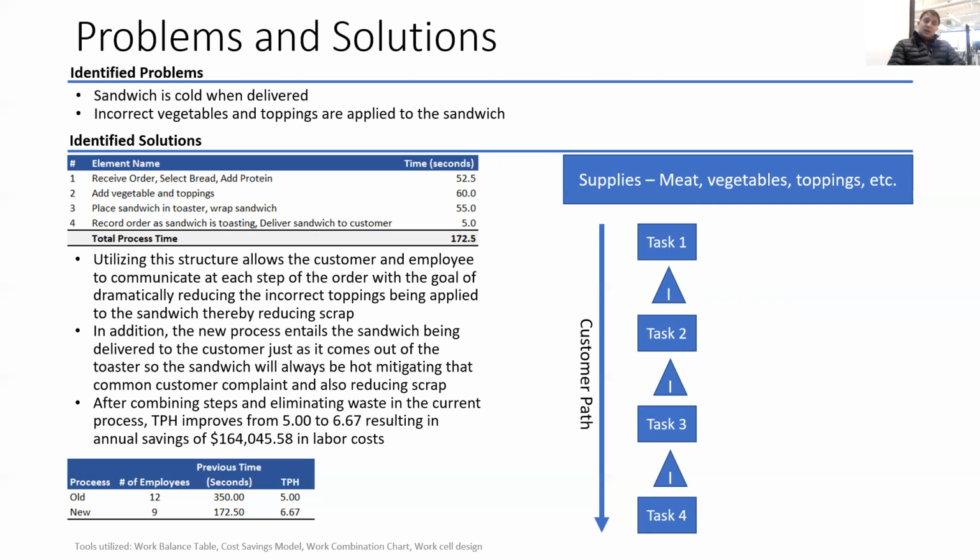Over and above our scrap goal, having this increased efficiency in this process actually increases our throughput per labor hour from 5 to 6.67, which results in an annualized cost savings of approximately $164,000. And that's over and above the $96,000 that we already spoke about. So it's a pretty awesome solution in my view. You can see here the old process, it was 7 steps. It required 12 employees and roughly 350 seconds to make a sandwich. The new process requires 9 employees and 172.5 seconds, increasing our throughput per labor hour to 6.67.